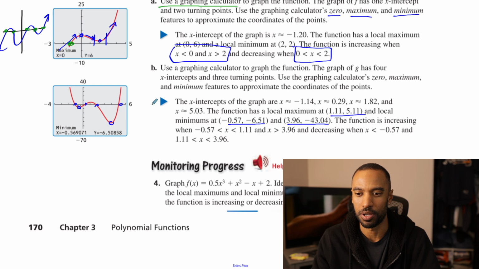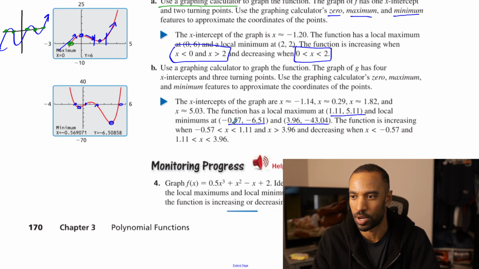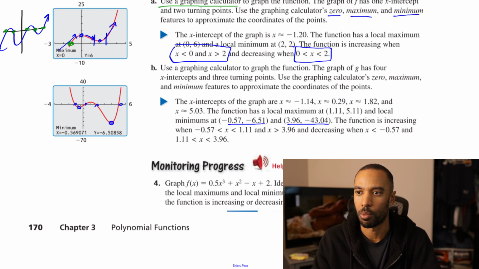3.96 and negative 43.04 was this other one right here. This one's a strange scaling. Sorry, this was a local maximum. I totally read the wrong word. The local max is this guy right here at this number. And the others were the local mins.